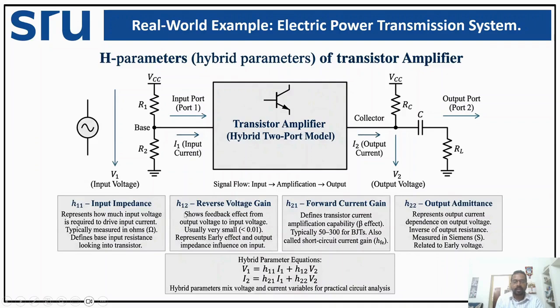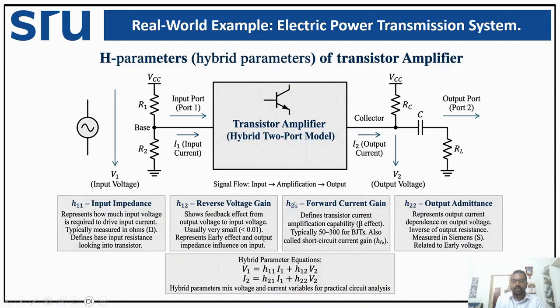Next is H12. This is the reverse voltage gain, which we discussed in the last lecture. This parameter shows the feedback effect from the output port to the input. In most practical BJTs, this value is very small, so we generally assume that H12 is approximately equal to 0. This simplifies the amplifier analysis significantly.